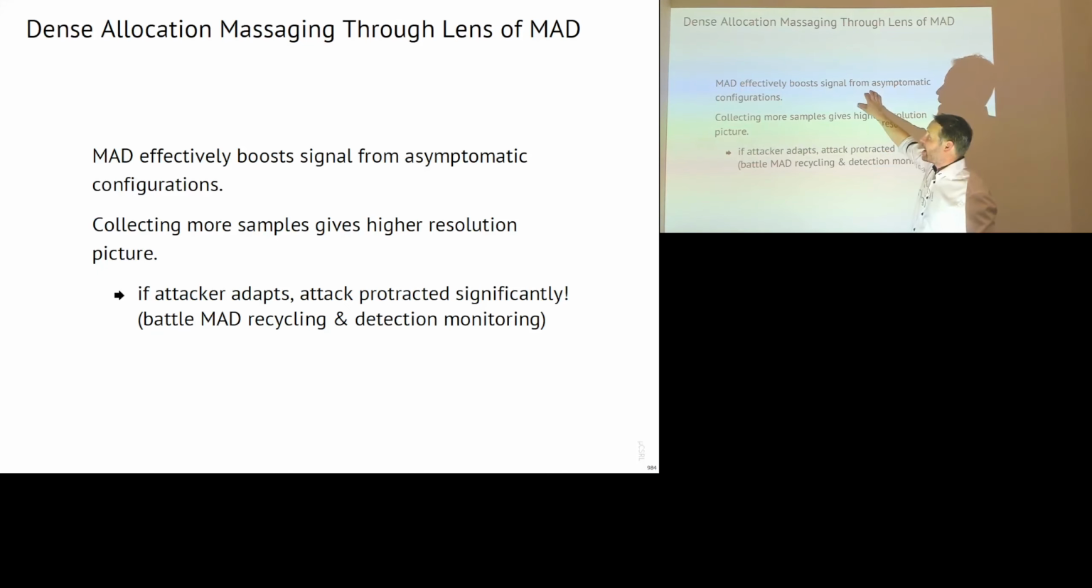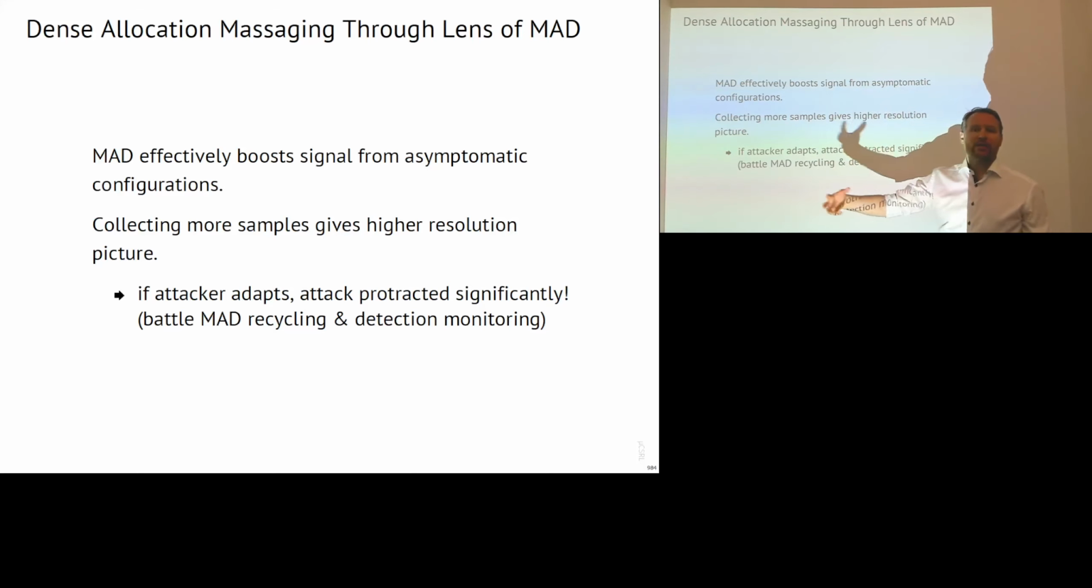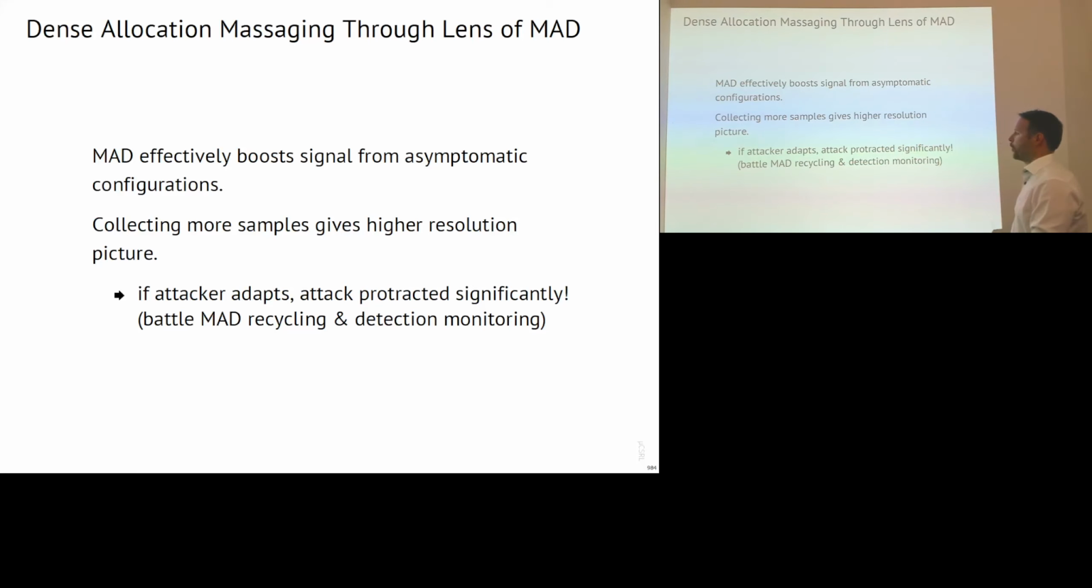So what we find is that MAD effectively acts as a signal booster that identifies these asymptomatic configurations. And because MAD is restricted to a small memory area, we also find that the more samples we collect, the higher resolution picture we get. In addition, if the attacker adapts to what these asymptomatic configurations are, then we're frustrating his attack, because the attack is going to be protracted: the attacker has to battle MAD recycling and also the detection monitoring. So either way the attacker needs to adapt to this situation, and the way he adapts his attack to what MAD does is going to make the attack worse.